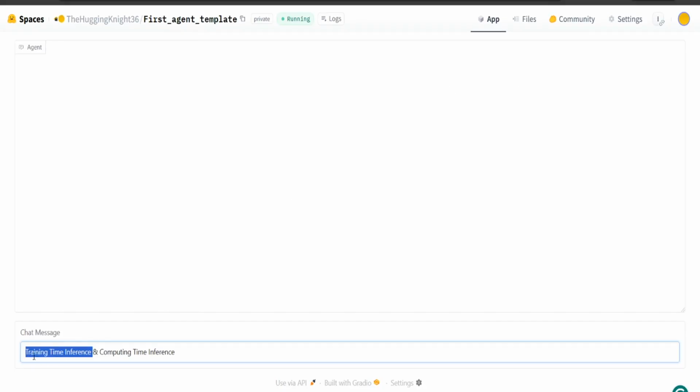And then the opposite of training time inference is computing time inference. Basically, we ourselves train the model instead of the training data. So in this, we interact with the AI. We give them examples, and it will slowly learn from those examples.